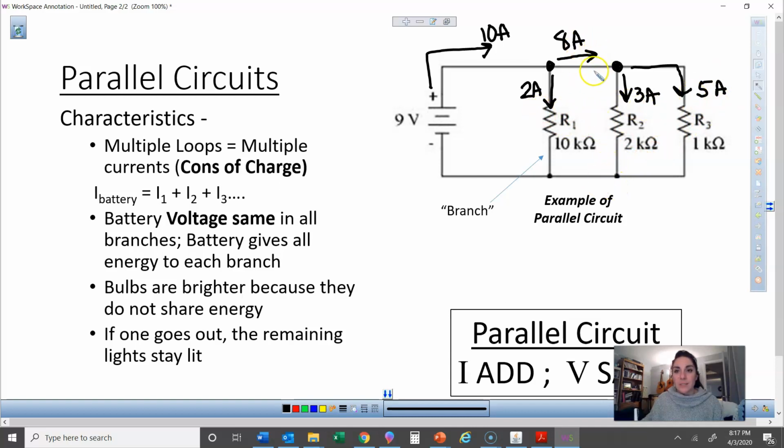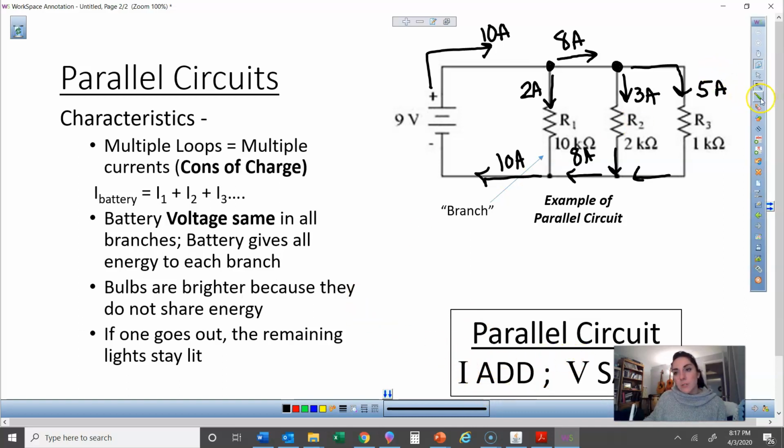where you have this little branch that's slightly different. But if you follow this down, the 5 will meet up with the 3, and this will meet up to make 8. 3 plus 5 will come out to 8, and then the 2 will meet up, so this will come back to 10 amps. So that's the biggest difference. That's why I say in a parallel circuit, the current adds up.